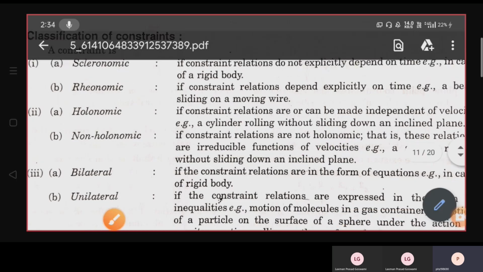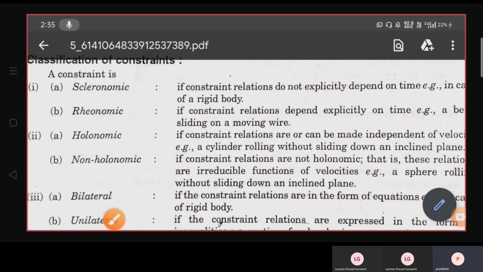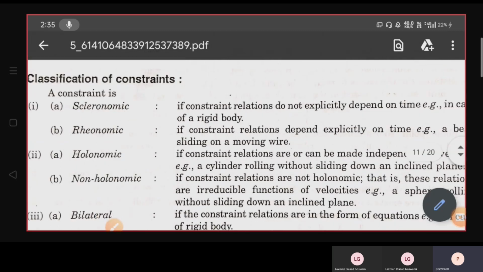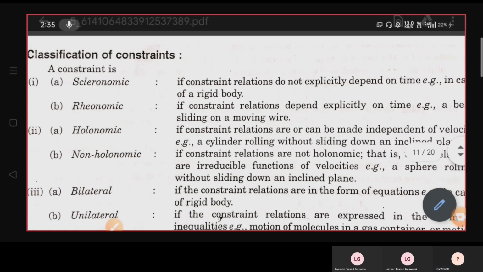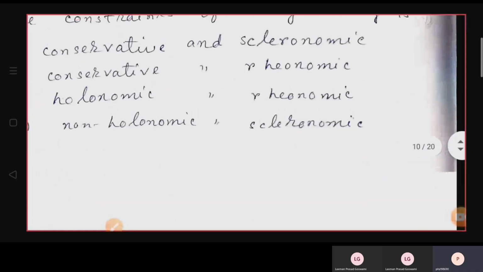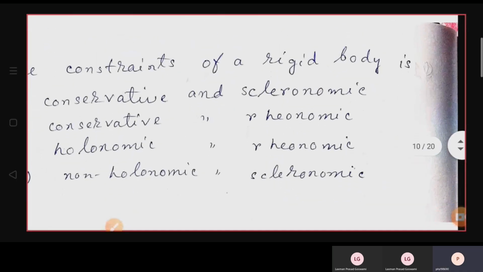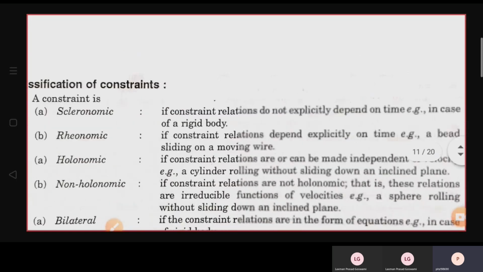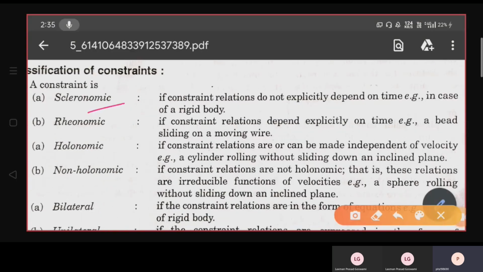So please try to understand these constraints. You can read this from any textbook and you will understand it. We classify constraints by their number and nature, whether they depend on time or not, and whether they depend on velocity or not. So our question is, for the rigid body, what will be the constraint? Yes, we have also read this: the constraint is scleronomic.